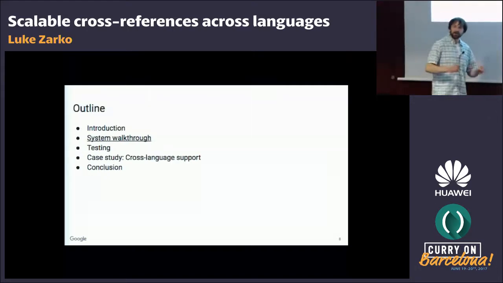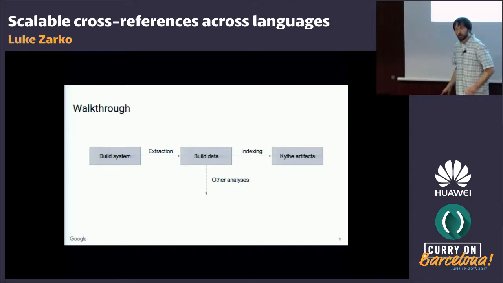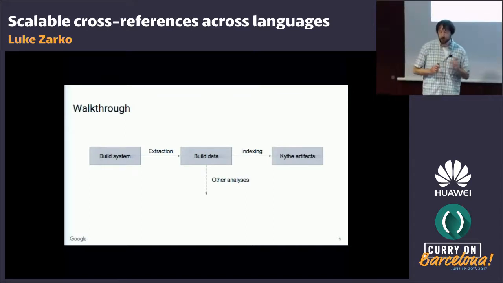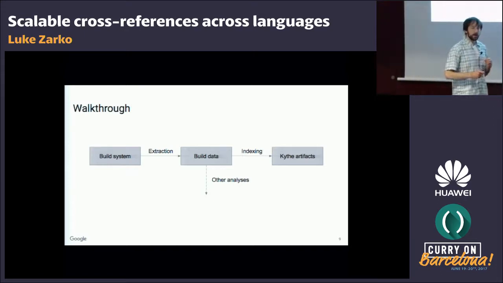So how do we do this? How do we build this intermediate format? We've factored the idea of analyzing source code into two major phases. First, we start with the build system and then run it through a process we call extraction, where we pull all of the information we need to do semantic analysis over source code into build data, which I'll explain shortly.